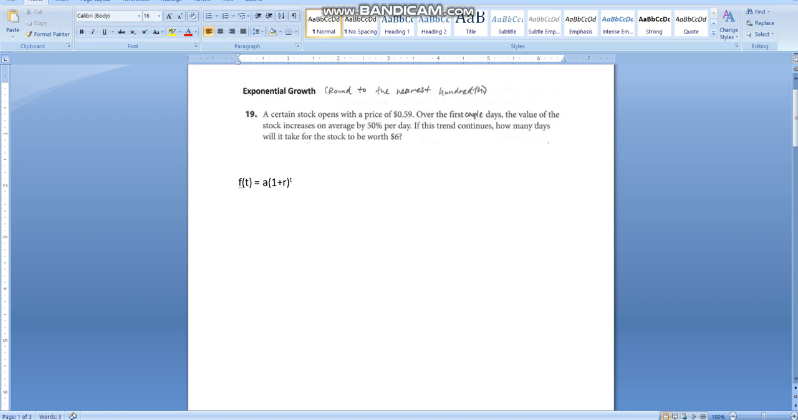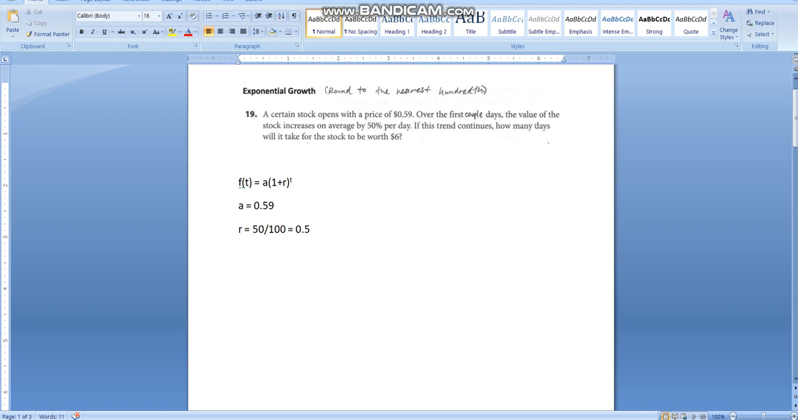Okay, so A represents the initial price. So the stock opens with a price of 59 cents. That's your initial value. A equals 0.59, so 59 cents. Over the first couple days, the value of the stock increases on average by 50% per day. So 50% per day, that's our rate. R is 50%. We need to convert that percent into a decimal. 50 divided by 100. That's going to be 0.5.